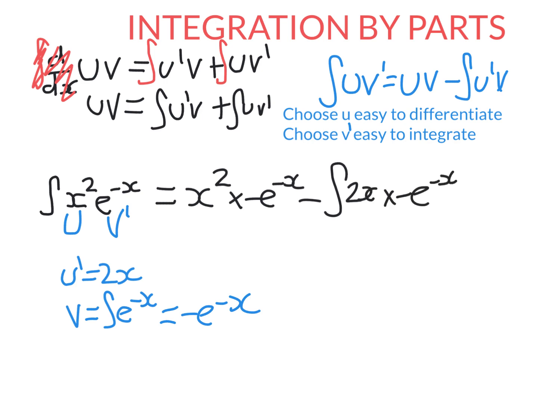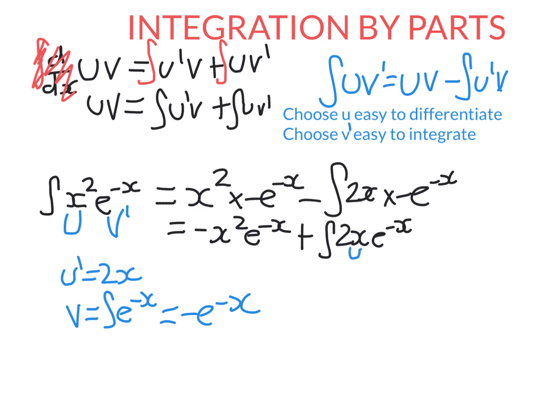Now, here we're just going to make it a little easier to work with. This will be minus x squared e to the minus x. So here we have two minuses, so that will make it a plus. So plus the integral of 2x e to the minus x. Now here, we actually need to use integration by parts again to perform this integral. So let's go ahead and do that.